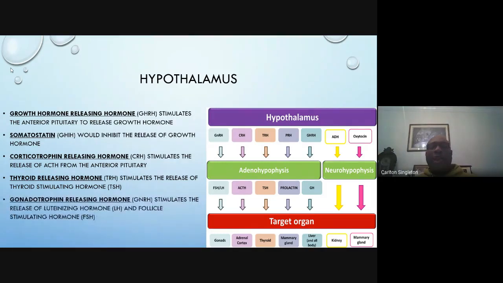Then we actually have an oddball here, and this is gonadotropin releasing hormone. And this one does some weird things. We talked about how there are two hypothalamus hormones that regulate only one anterior pituitary hormone. Well, we have one hypothalamus hormone that does something really weird. It stimulates the production of two hormones from the anterior pituitary, and that's LH and FSH. And they go hand in hand.